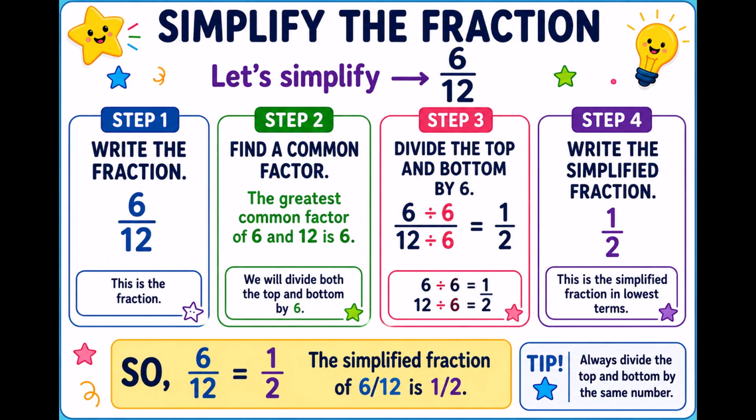So step 4, write the simplified fraction down. 6 over 12 equals 1 over 2. 6/12 equals half when we write it simplified. Okay? So even though the numbers are smaller, when we see 6/12 and half, or 1 over 2, they still represent the exact same amount.